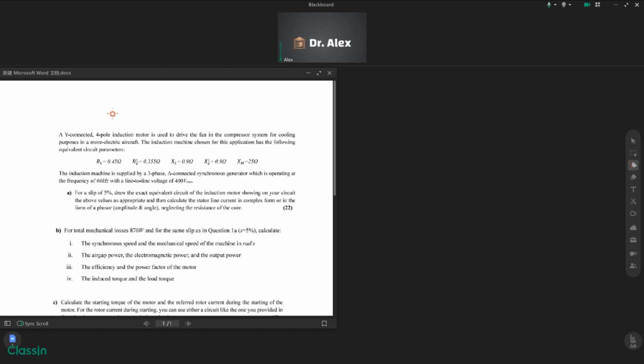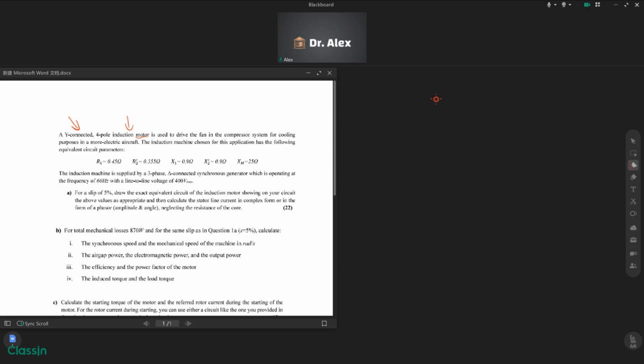Let's look at this new question. And first of all, as I mentioned several times, we should firstly carefully read through the question itself. So this is a motor, and it is an induction motor.